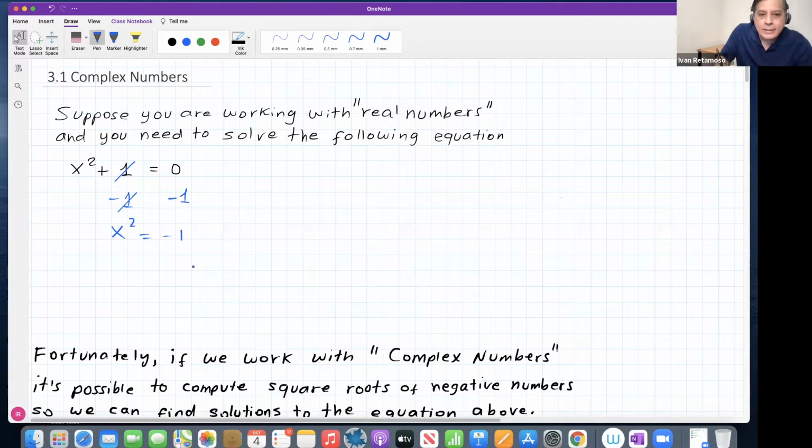Welcome, Anna. We just started. We are talking about complex numbers.